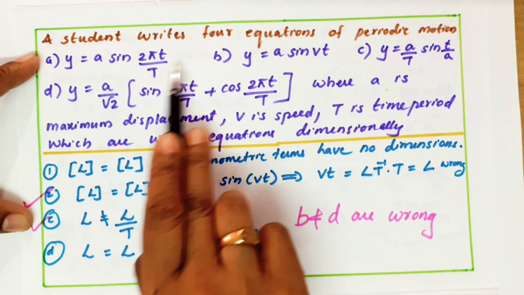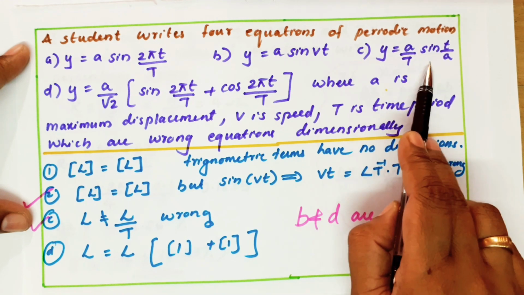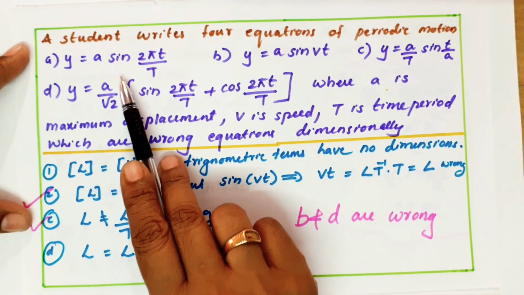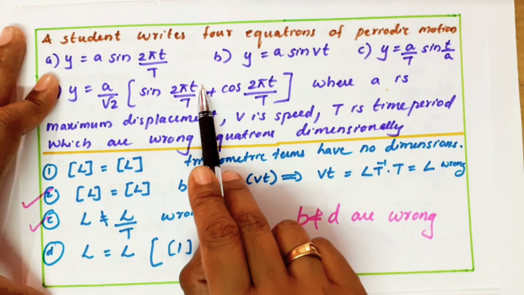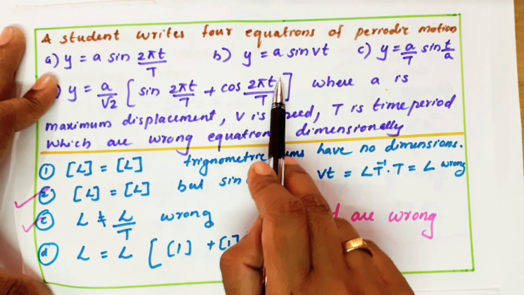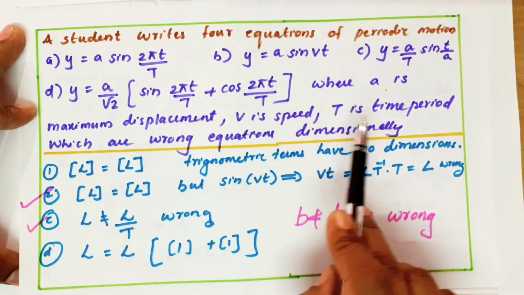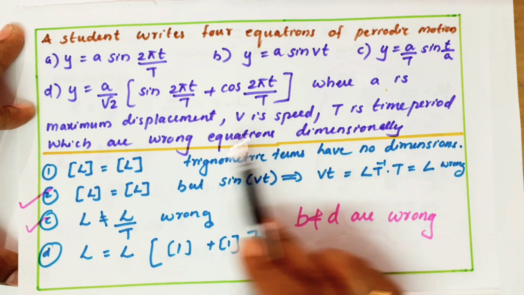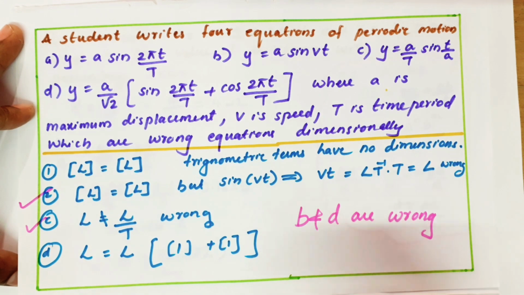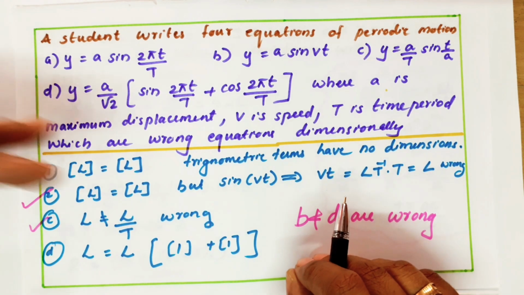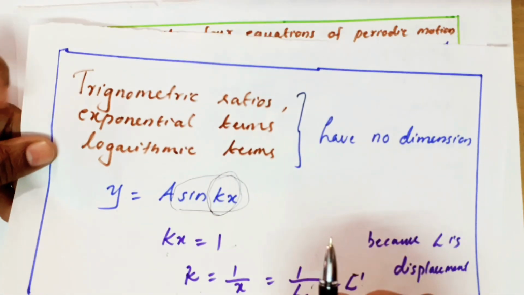A sin(2πt/T), y = A sin(vt), y = (A/T) sin(t/A), y = (A/√2)(sin(2πt/T) + cos(2πt/T)), where A is maximum displacement, v is speed and T is the time period. Which are the wrong equations dimensionally? So I should check which equation is wrong. For that only I have written this one, because trigonometric terms have no dimension.